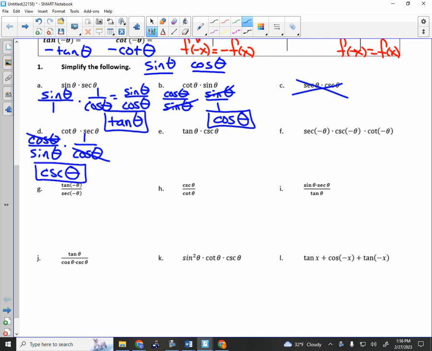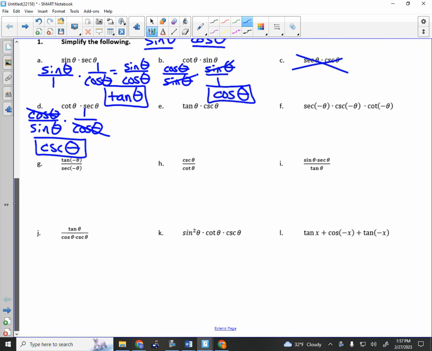Try letter E on your own. Nothing cancels and nothing simplifies. It's simplified from the beginning. It is secant, cosecant. It is the answer. Yep. Okay, you should have sine of theta over cosine of theta times 1 over sine of theta. Notice that the sines cancel. 1 over cosine is secant of theta. There you have it. We're going to skip letter F.